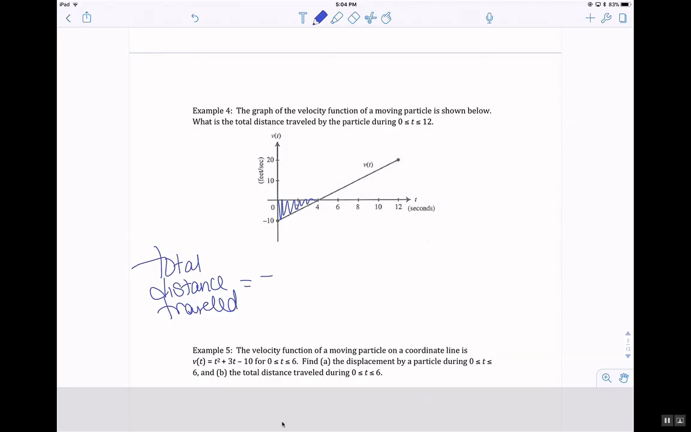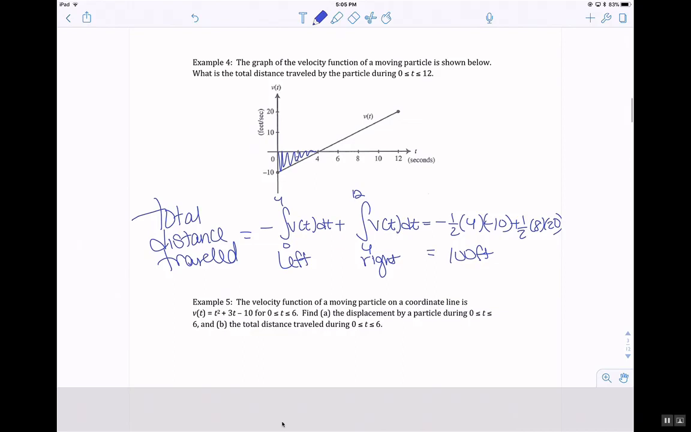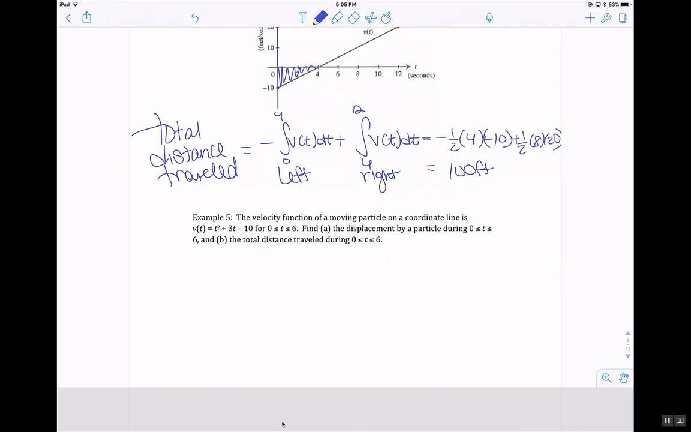So then that is negative of the antiderivative from 0 to 4, v of t dt, plus the antiderivative from 4 to 12 of v of t dt. So that's negative of 1/2 times 4 times negative 10, and then plus 1/2 times 8 times 20. So then I get the total distance traveled is 100 feet. Remember, this is the particle moving to the left and the particle moving to the right. So when the particle moves to the left, you have to make that antiderivative part negative so that the area under the curve remains positive.